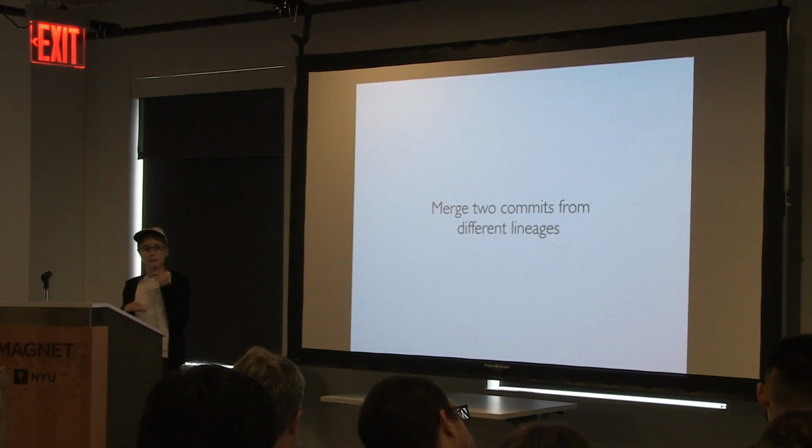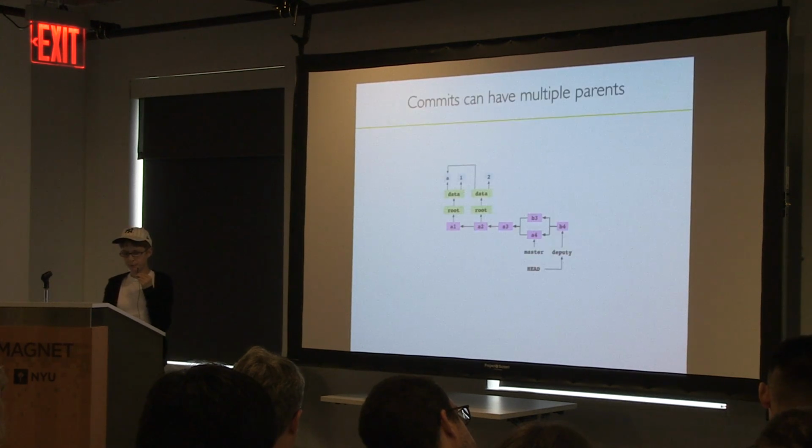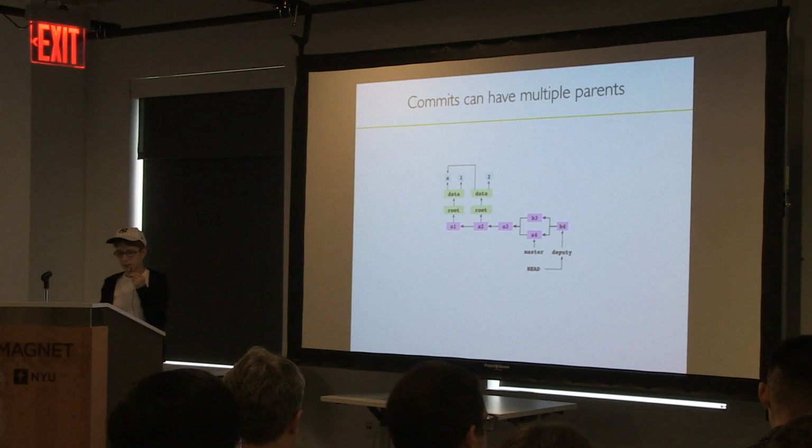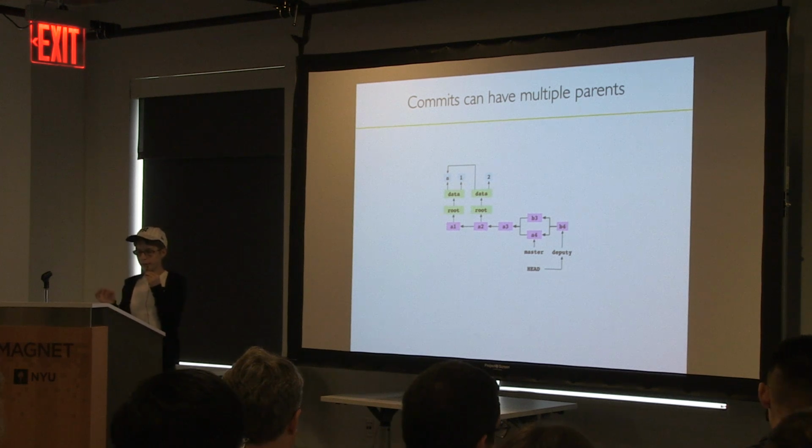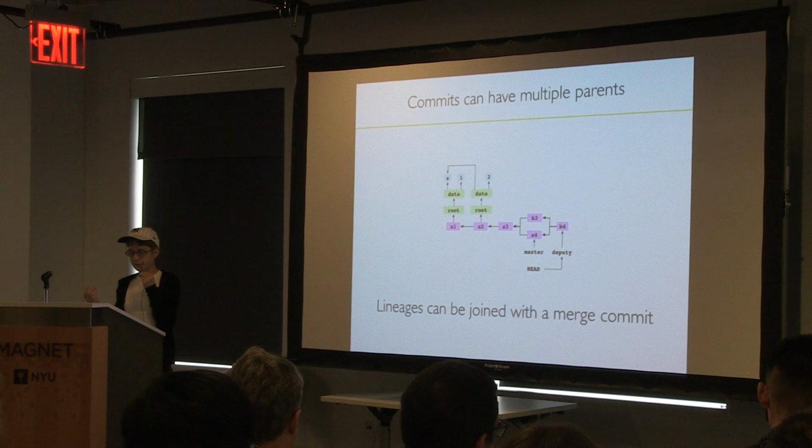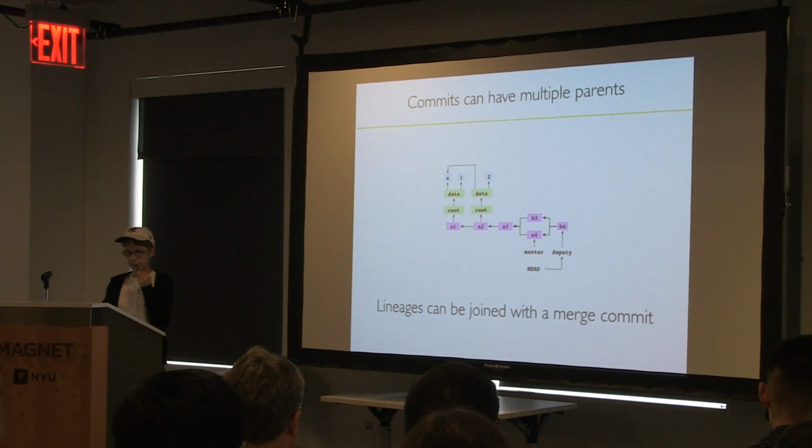Now let's merge 2 commits from different lineages. Okay? So commits can have multiple parents, which is what allows this. So this is where we're going. We haven't got here yet, but we're going here. So we've got the B4 commit, which we're going to create as a result of the merge. And the reason this is allowed is because lineages can be joined with a merge commit. So B4 is going to have 2 parents, B3 and A4. Okay, that's what joins these 2 lineages together.